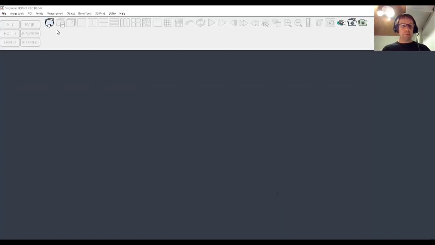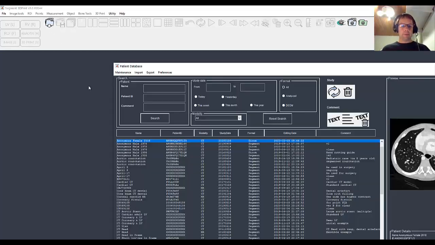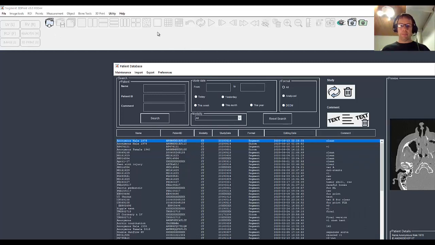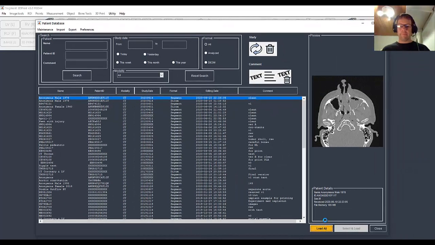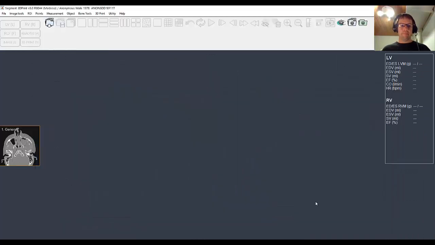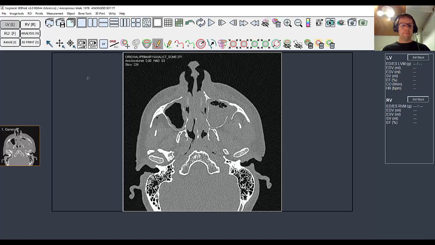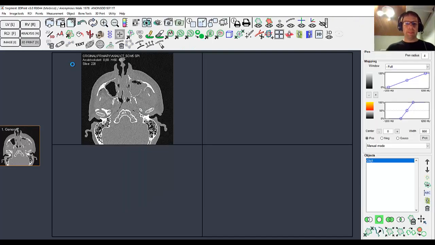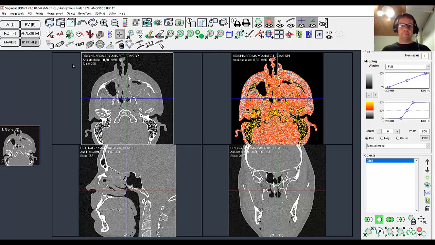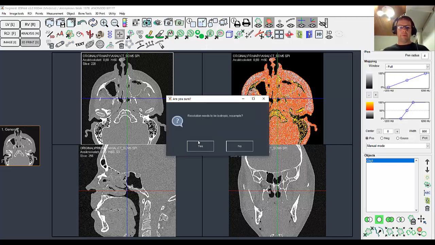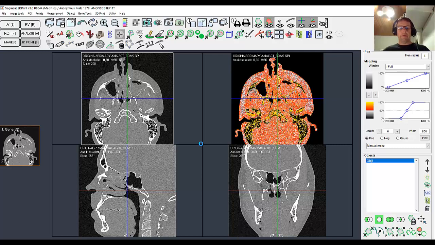So now I will do the same case as Per did, the trauma case. Start with loading the case. Okay, go to the 3D printing tab. The first thing I will do is try to straighten it up. It's not completely straight. And I need to resample to isotropic, so all voxels have the same distance in all directions.